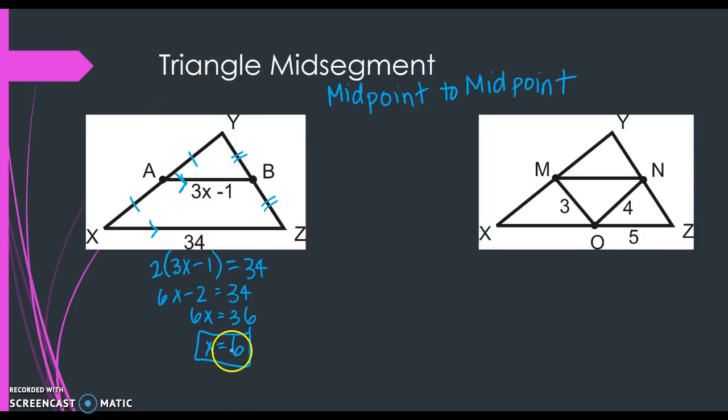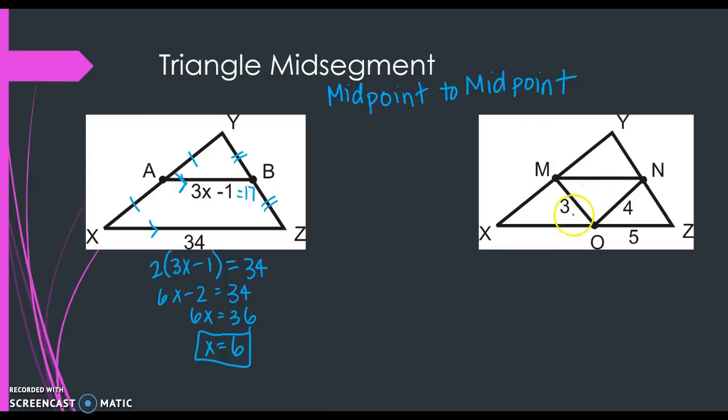Another option: you didn't even have to write this exact equation. I know because this side of my triangle is 34, that my mid-segment has to be half of that, and half of 34 is 17. And I have another equation where I add 1, divide by 3, I'll still get x equals 6. So you have more than one option whenever you solve for mid-segments. Use whatever comes to your mind first.